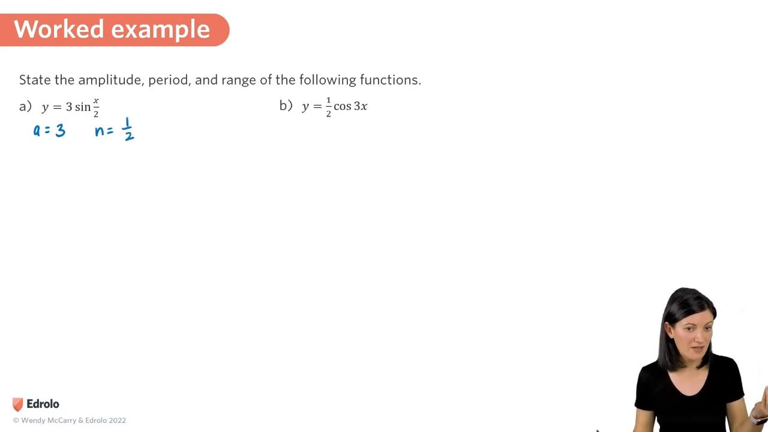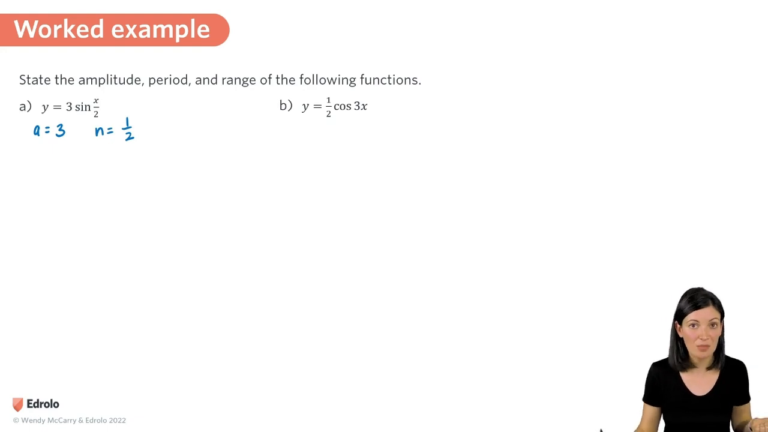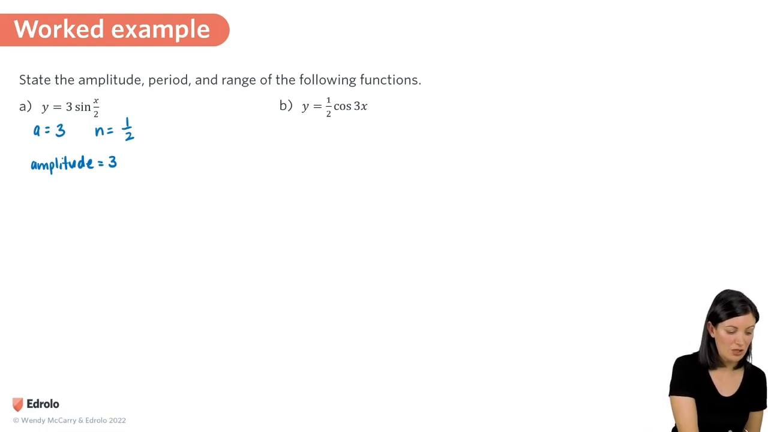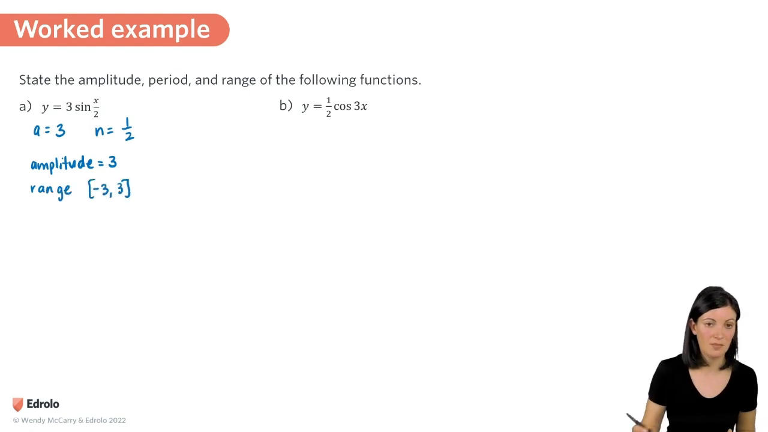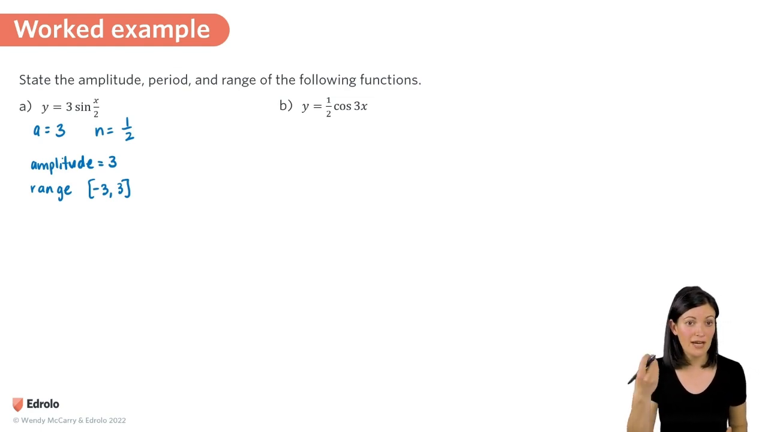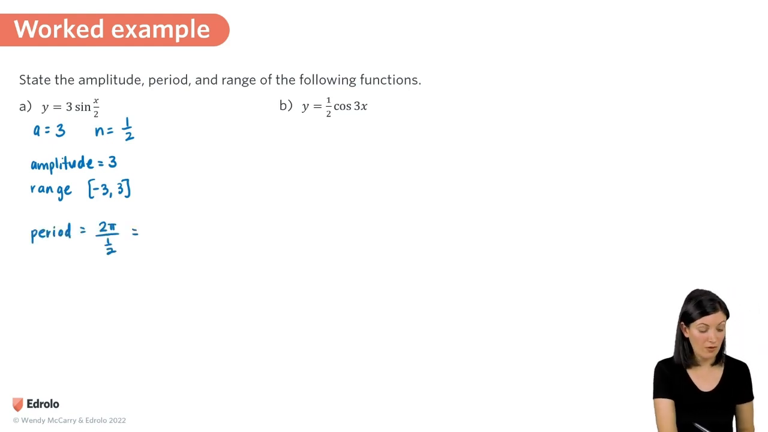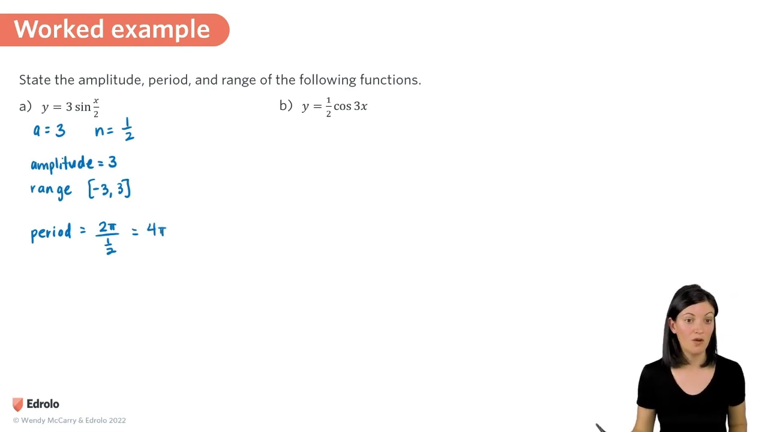Okay, now A is a positive value, so I can say right away that my amplitude is 3. And from that, I can get the range of the graph. So the range now I know is going to be between -3 and +3. And then the period, remember, to get the period, I need to do 2 pi divided by n. Okay, and we've already seen this one. That is equal to 4 pi. Okay, so you might want to try B on your own first. So pause the video, give it a go, and then you can compare with my answers.